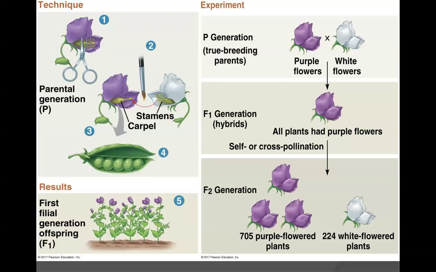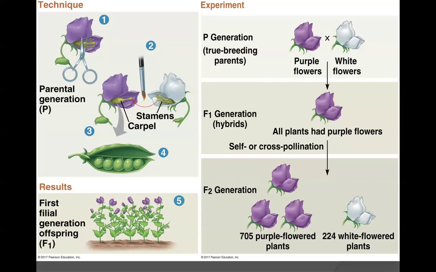Here we've got a depiction of those characteristics. So we have our parental generation, which consists of a purple flowered plant crossed with a white flowered plant. In the F1 generation, all of the plants were hybrid, but all of the plants had purple flowers.